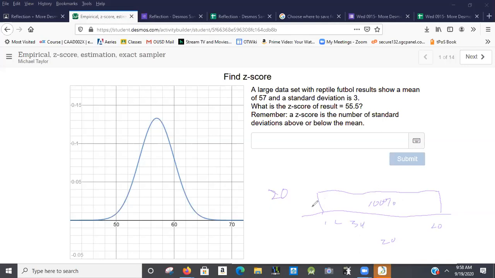So I know that the height times 20 is equal to 1. And so I divide both sides by 20, and so it would be 1/20. That's for a uniform density curve, or uniform distribution, because uniform means that it's exactly the same all the way across.